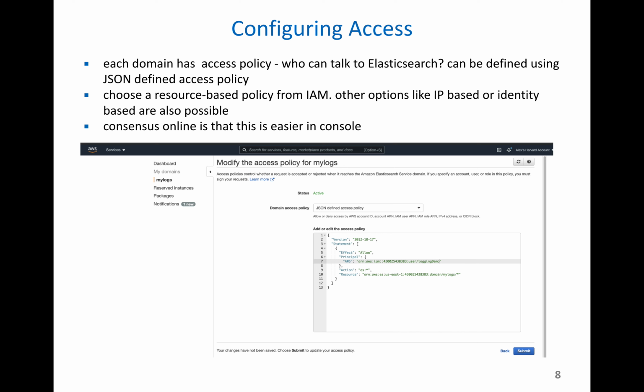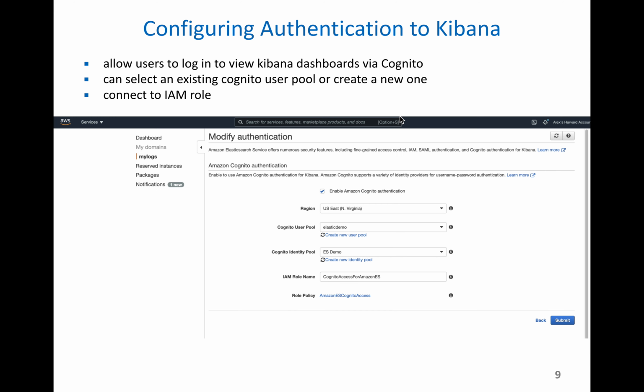So you define the resources, and then you define the principal role, that is, who would be allowed to, which IAM user. Here I put one in called the logging demo. That's not a real user that I had, but they would be allowed to access the logs.